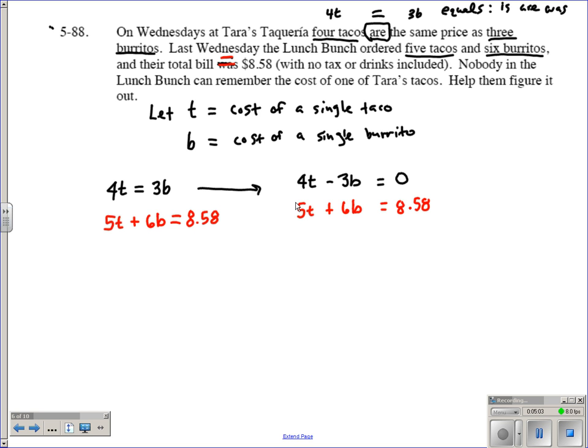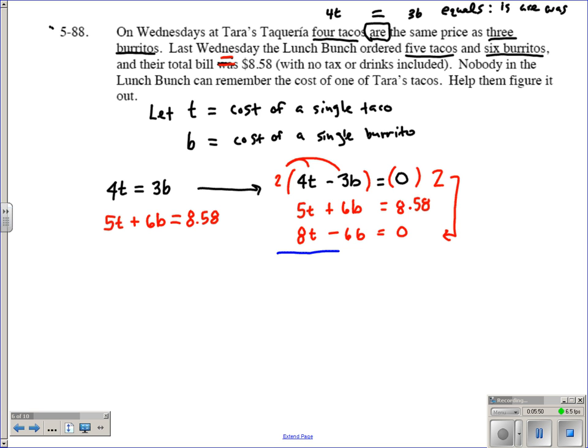Now I can't do elimination yet because I don't have any additive inverses. But I see here that my burritos might be easy to cancel out. If I want to do that, I need to make this one a negative 6B. So I'm going to have to multiply each side of this equation by 2. I'll rewrite that down here so it's still above and below this. 2 times 4T is going to give me 8T. 2 times negative 3B is going to give me minus 6B. And 2 times 0 is still 0.